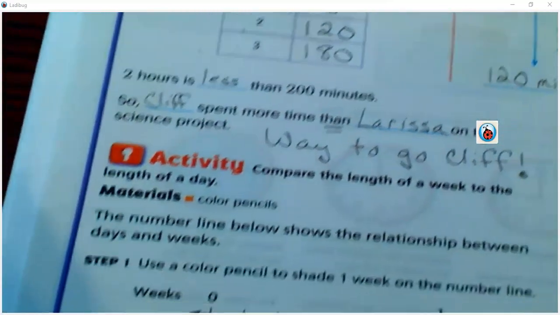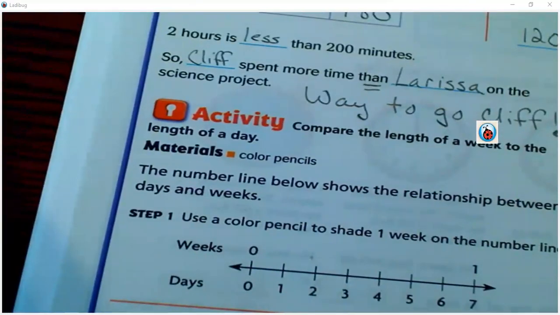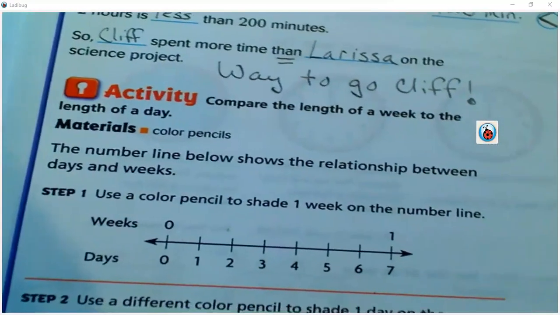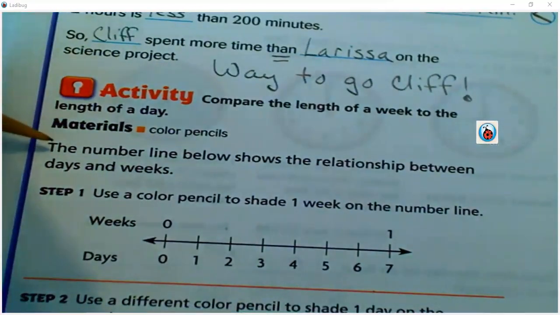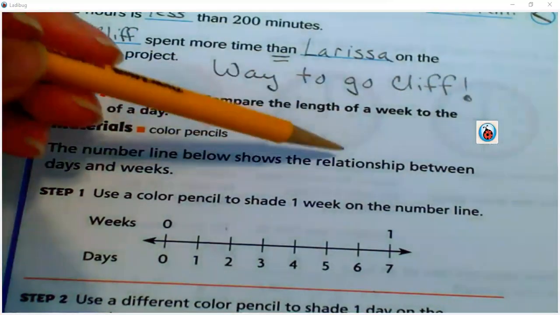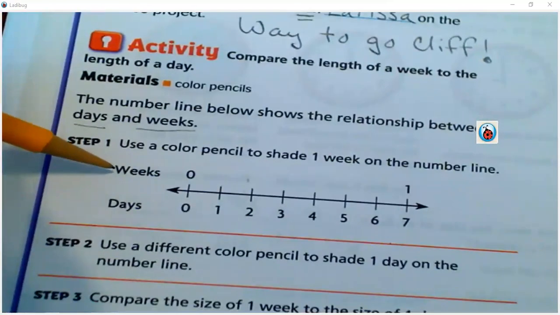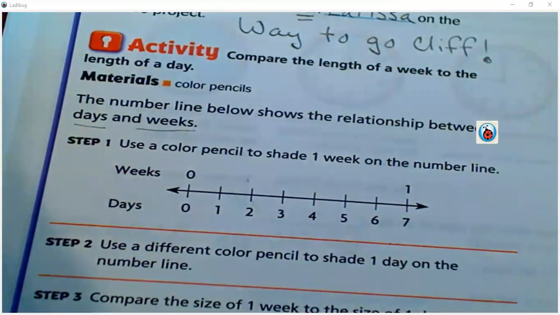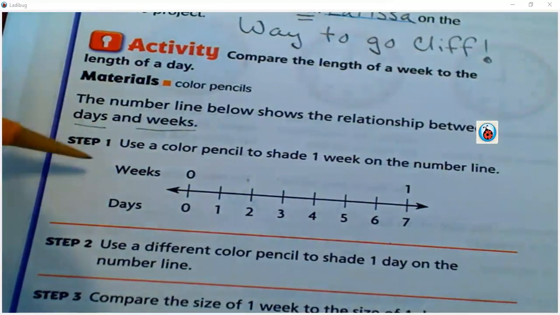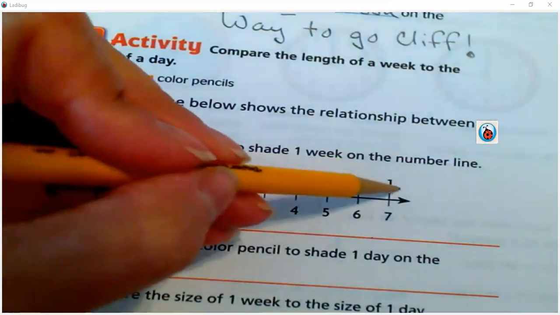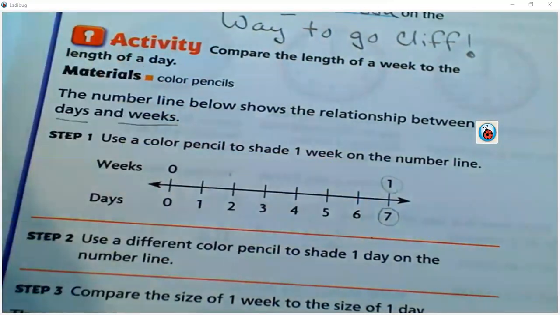Okay, compare the length of a week to the length of a day. All right, this is going to be fun. Okay, so it says the number line below shows the relationship between days and weeks. Well, we're fourth graders, so we know that in 1 week, we have how many days? Can you answer that question? In 1 week, there are how many days? Well, it tells us over here. In 1 week, there are 7 days, right? 1 week, there are 7 days.